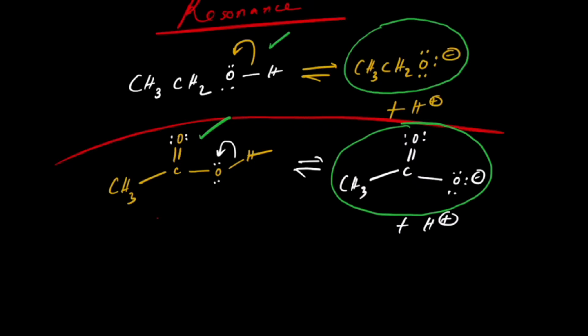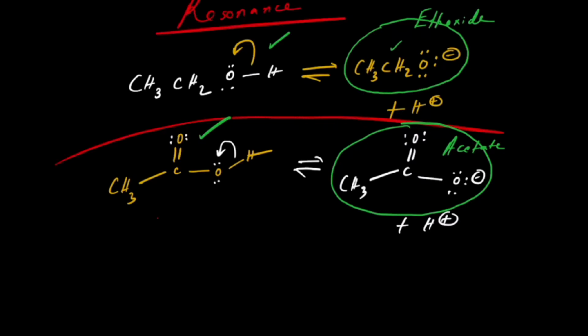Now how to check which is more stable? I claim that the second one, acetate, the conjugate base of acetic acid, is called acetate ion, and the conjugate base of ethanol is called ethoxide. The name itself is ethoxide, because the ethyl group is attached to oxygen. Now I claim that acetate is more stable than ethoxide. I'll tell you the reason why.